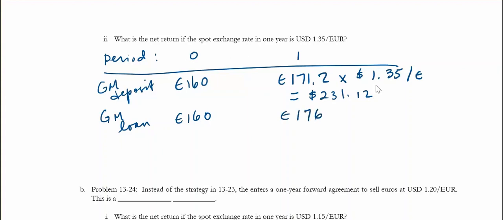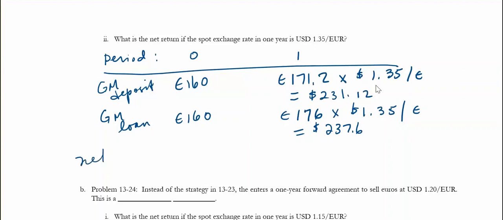Then we have the German loan, also 160 million euros. The interest rate was higher on the German loan, so we will be collecting 176 million euros. That was calculated in the previous subsections. We convert that to dollars, and that would be worth $237.6 million, which we had actually calculated earlier.